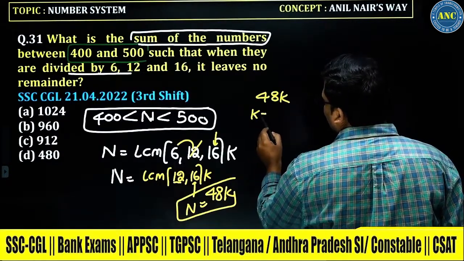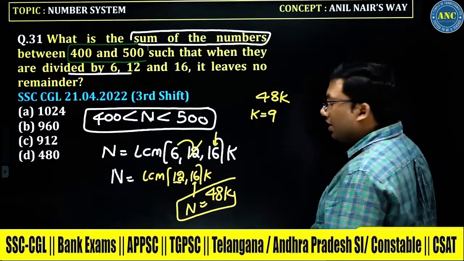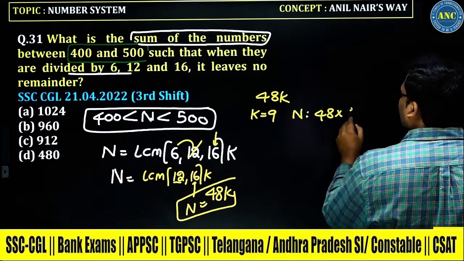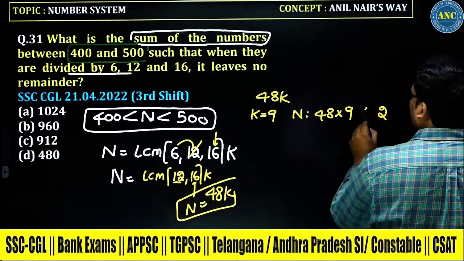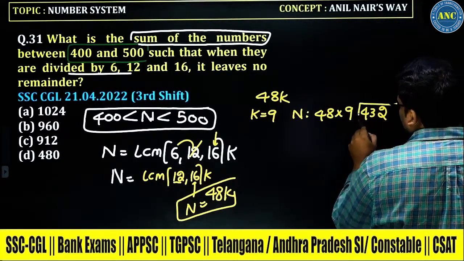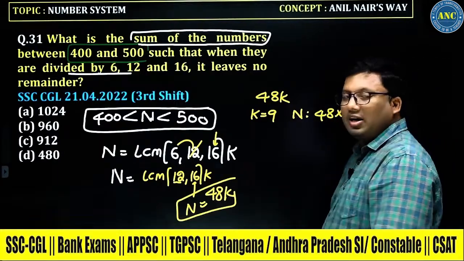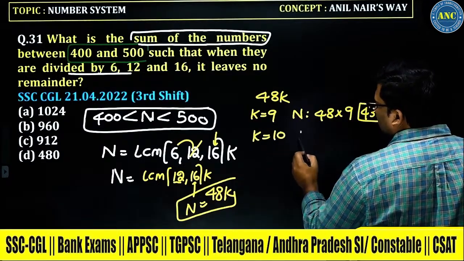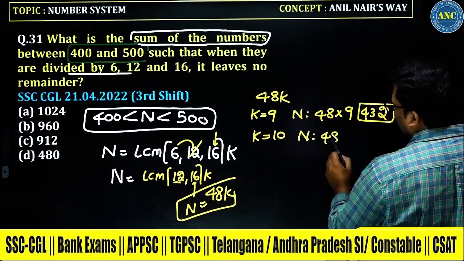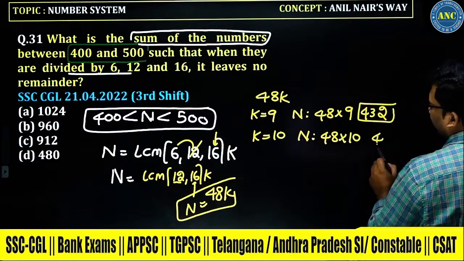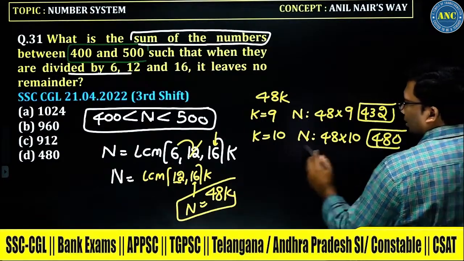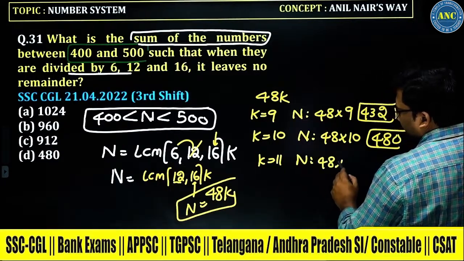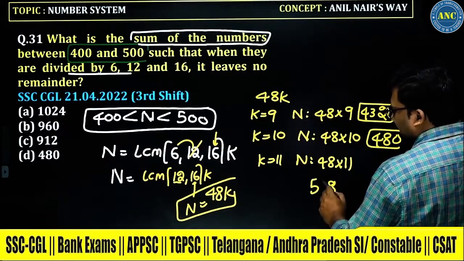If I take k value 9, what will be the number? 48 into 9. 9 8s are 72. It is 432. 432 is greater than 400 and less than 500. The next number is k value 10. So n will be 48 into 10, which is 480. K value 11 will be 48 into 11. 11 8s are 88. It is 528.